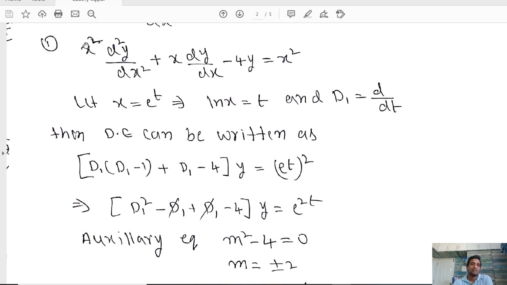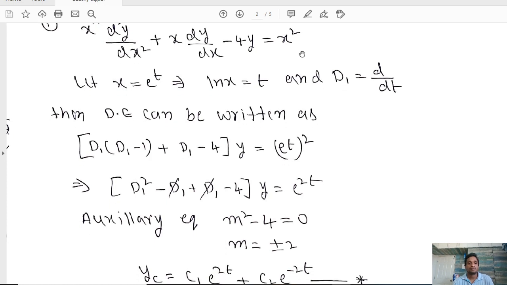So the first one: x square d square y by dx square plus x dy by dx minus 4y is equal to x square. Easily we can confirm that it is a Cauchy-Euler equation. Why? Because we have x square d square y by dx square and x dy by dx. There is no x power 0 term, or you may assume x power 0 and the zeroth derivative.